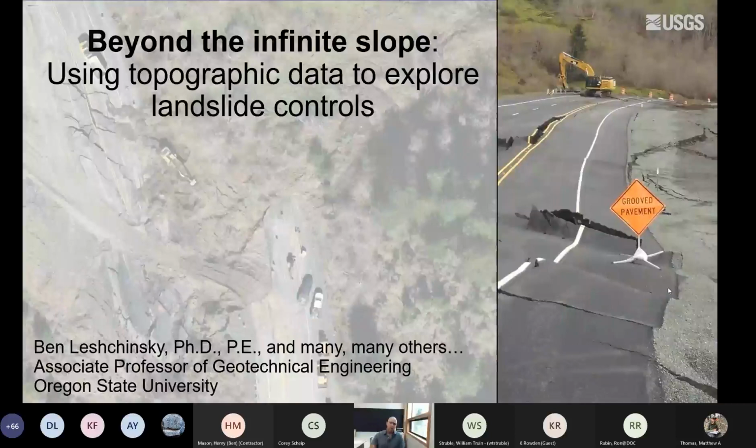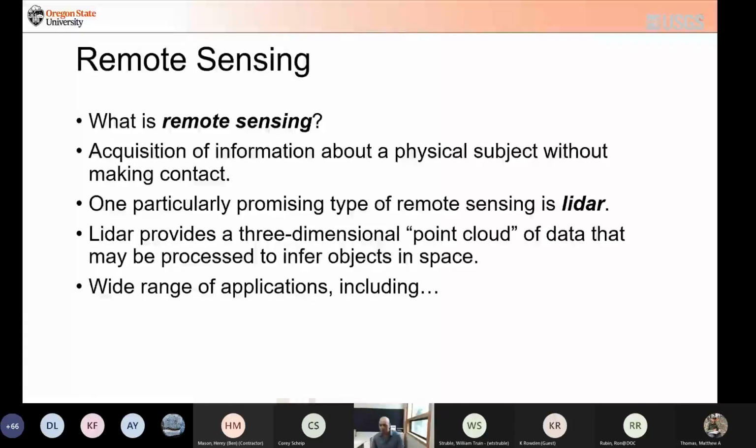I always like to start simple. So let's start with remote sensing. A lot of our topographic data is remotely sensed or done from surveying, but it depends at this point. So what is remote sensing? It's the acquisition of information about some physical subject without actually making physical contact with that subject. One type of remote sensing tool that I'm sure many of us are a big fan of at this point, it's been a godsend, is Lidar.